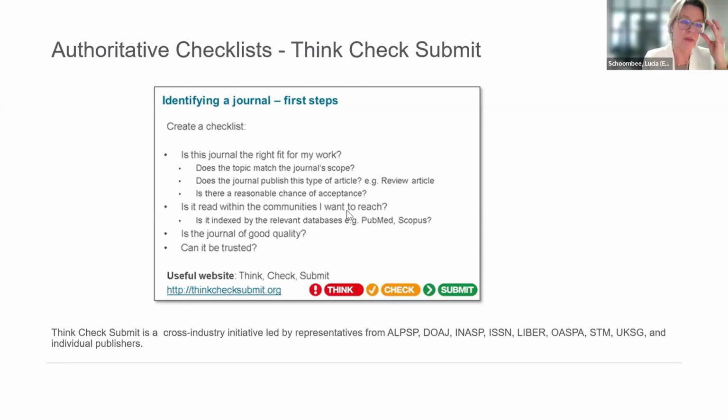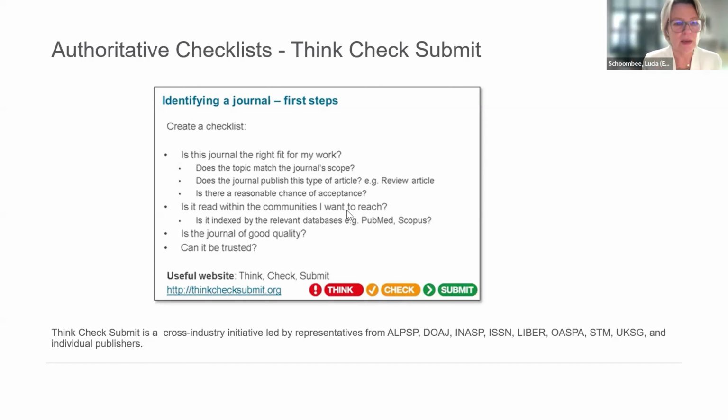it starts off with asking you questions, guiding you through questions. Is this journal the right fit for me? Does the topic match the journal's scope? Does the journal publish the type of articles, like article reviews? Is there a reasonable chance of acceptance? So look at the acceptance rate of the journal. Is it read within the communities in which I want to reach, for example? Reputable journals provide this information on their website.